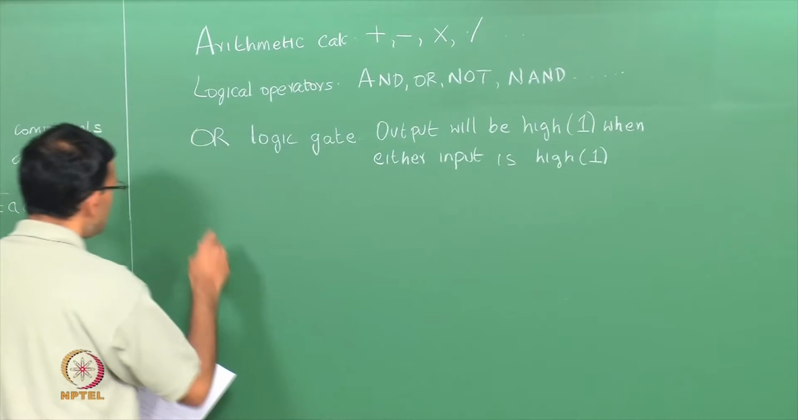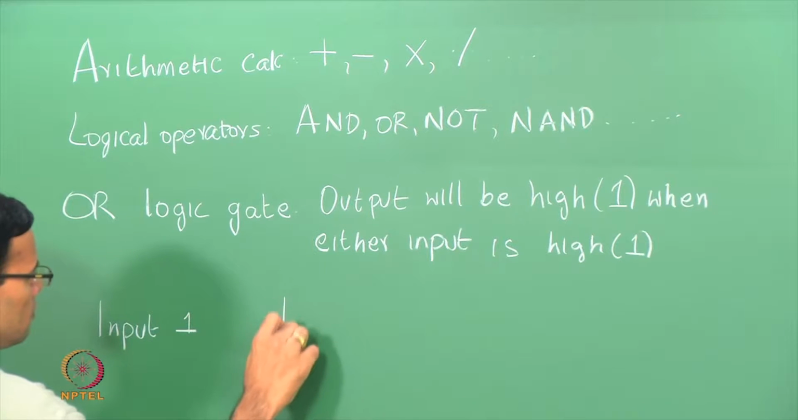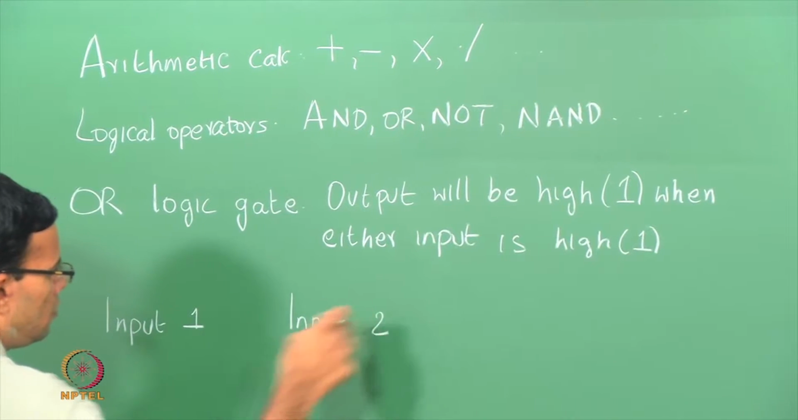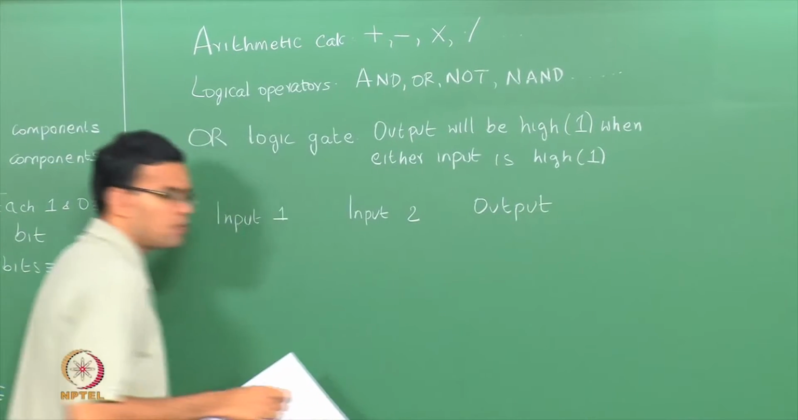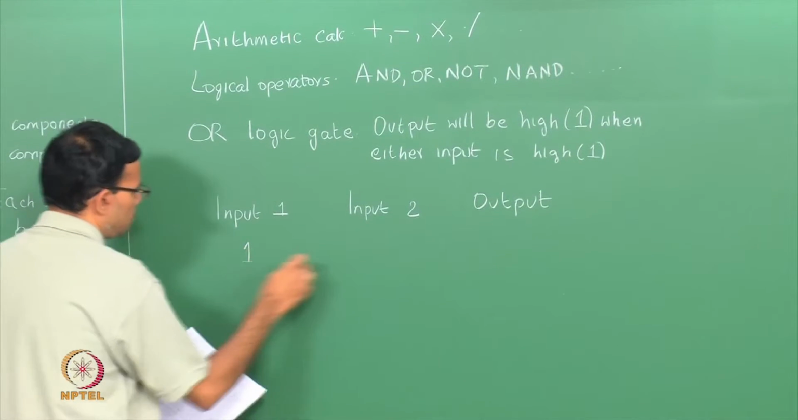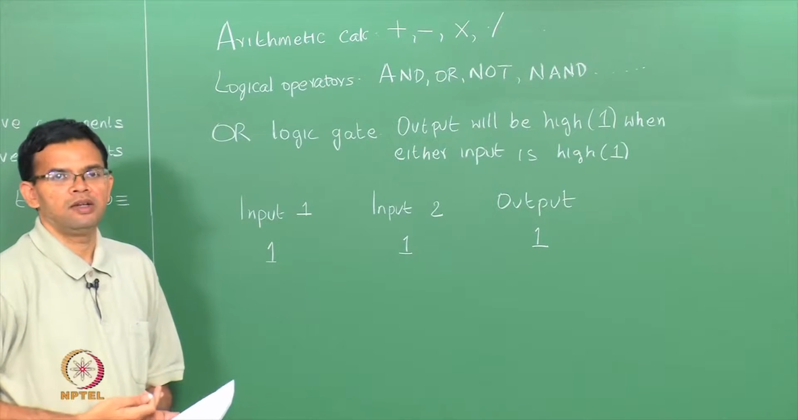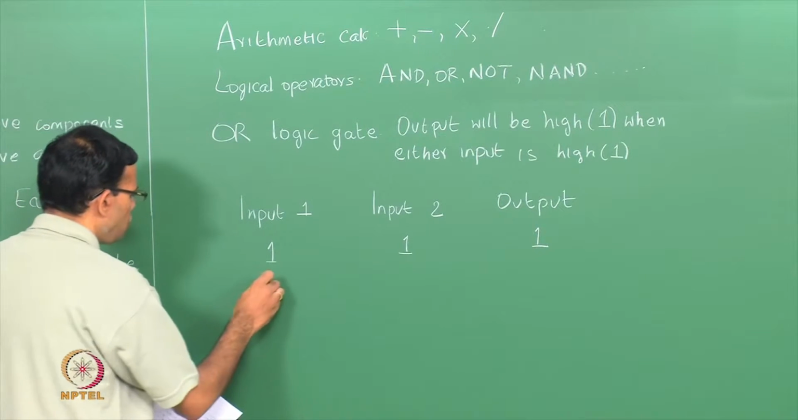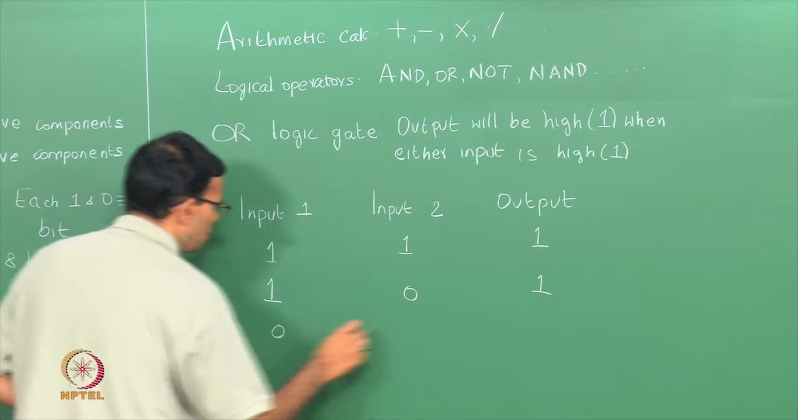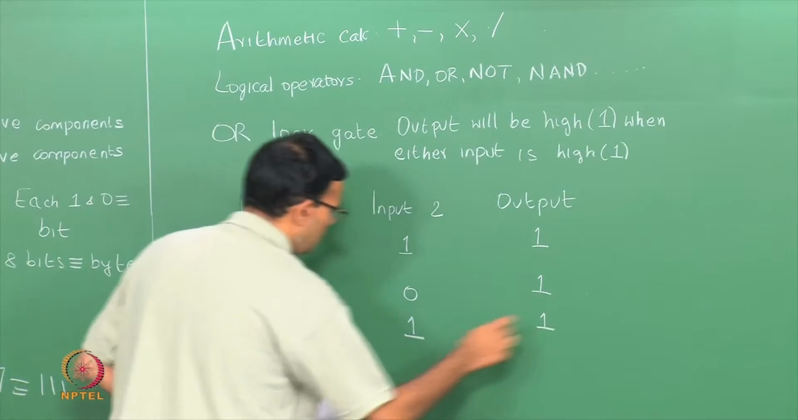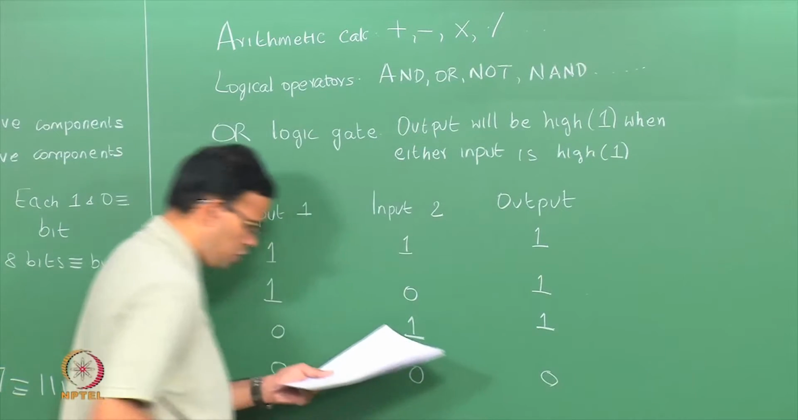So, we have two inputs 1 and 2. And then we have an output. So, if both are 1, the output is 1, but if either of them is 1, so if either is high, the output is also high. So, 1 0 gives you 1, 0 1 gives you 1, and only when both are 0 is your output essentially 0.